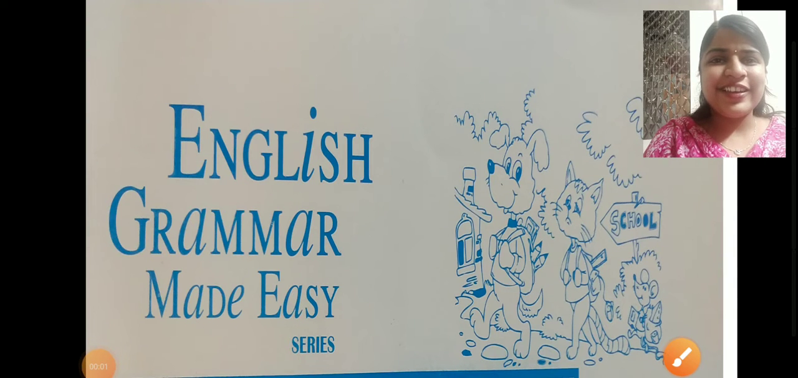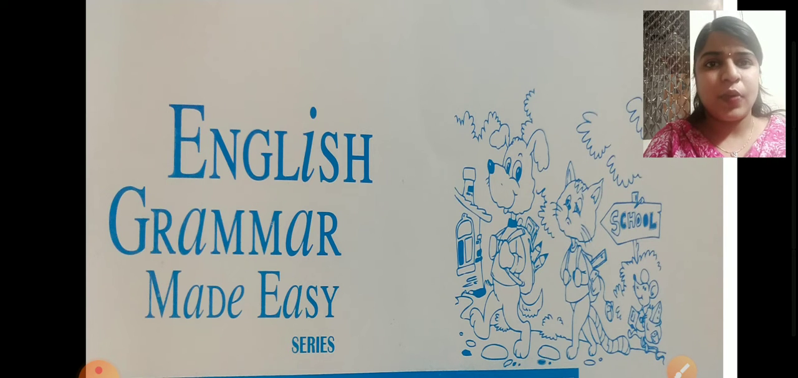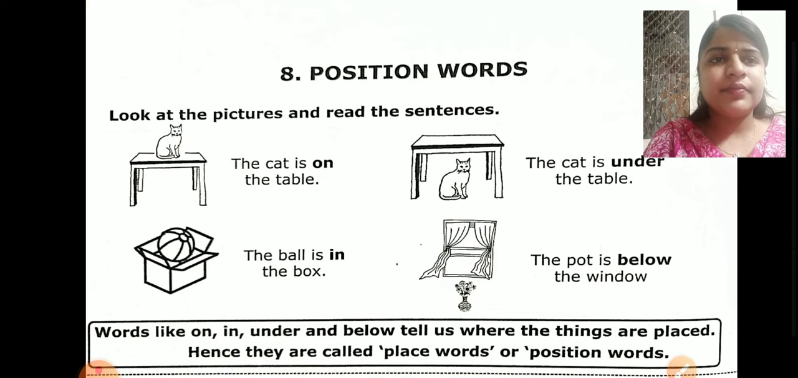Sairam children, today we are going to learn and write in our English grammar textbook. Okay children, now open your textbook. Open page number 36. Now here you can see lesson number 8, position words. Now first we are going to write date. Write it down.